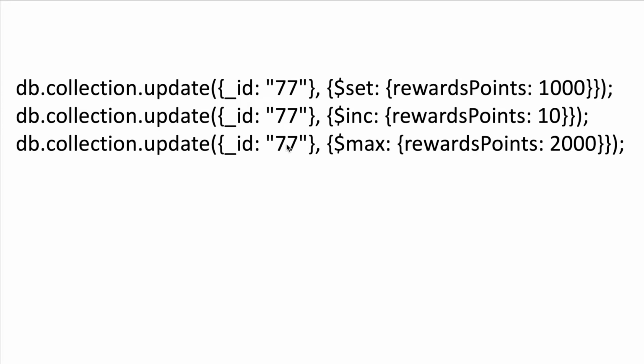And then this one does this $max. This means whatever the max is, it will set that to it. So if it already has a value that's higher, then it will keep it. In this case, let's say we have 1,010 in there after this operation. This one would then be able to set it to 2,000.